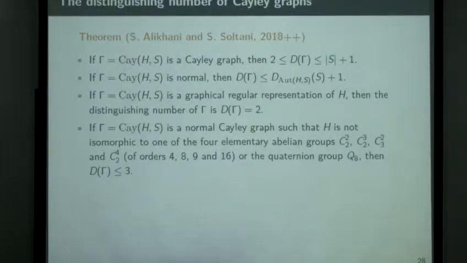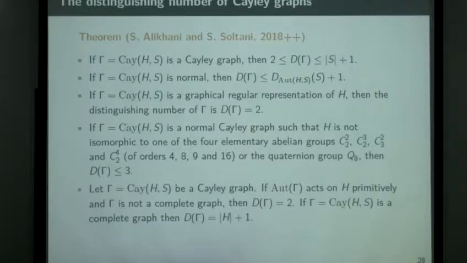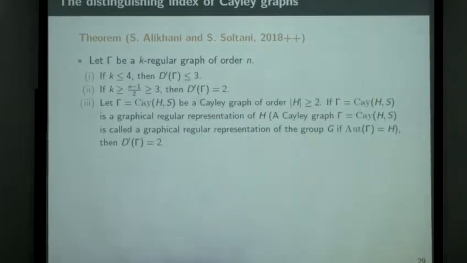And if the Cayley graph is normal and H is not isomorphic to these abelian groups, then the distinguishing number of the Cayley graph is at most 3. And if the automorphism group of the Cayley graph acts on H primitively and gamma is not complete, then the distinguishing number of the Cayley graph is exactly 2.